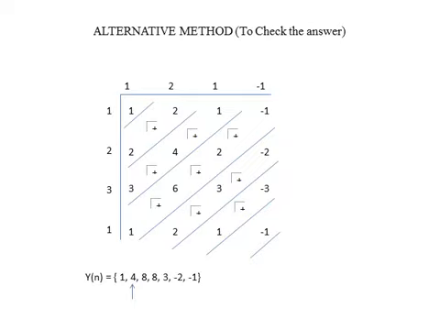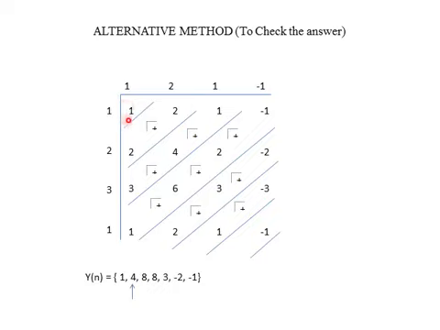In this method, we will be writing one of the input sequences as a column vector like this, and the other sequence has to be written as a row vector. It is not necessary that always you have to write x of n as a column vector and h of n as a row vector. We can write it the other way also. After writing it like this, we have to multiply each and every element of this column vector with all the elements of this row vector.